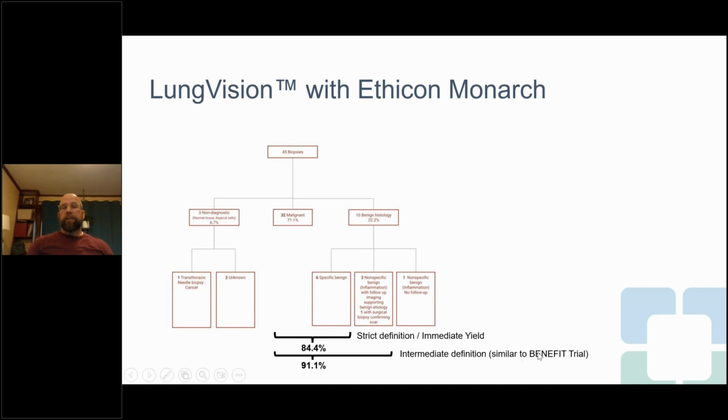If you use the intermediate definition, this is the one that was similar to what was done in the benefit. That included these 3 additional cases. So 2 were non-specific benign inflammations that on follow-up supported they were benign, and then 1 additional one went on for a surgical biopsy, which confirmed scar. So there were a few that were lost to follow-up, but only 1 that was proven that was missed in this group. Again, this is a combination of the robot, Monarch in this case, with lung vision.